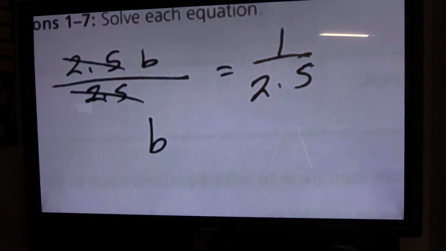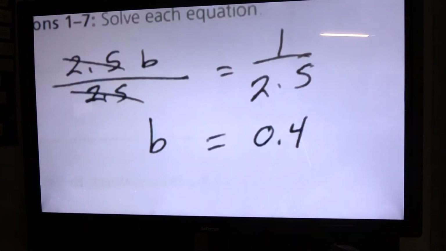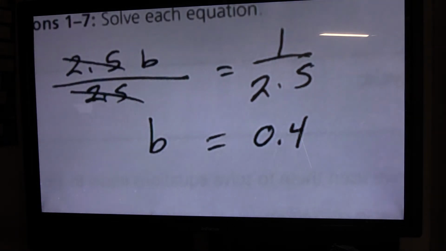Now, I see kids are getting calculators and stuff out. I'm going to do this mentally. If I have 1 divided by 2.5, my answer is going to be, no, it's not going to be 4. If I have 1 and I divide it by 2.5, I'm not going to wind up with 4. Now, if I had 10, yes. If I had 10, I would, but since I don't have 10, I have 1, it's actually going to be 0.4. Those of you with calculators, is that correct? Yes. Okay, good. So that's how you could do the inverse operation to find the value of your variable.